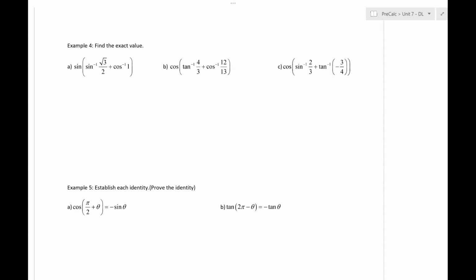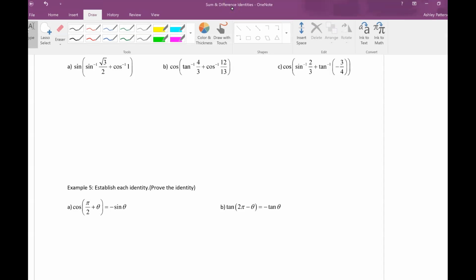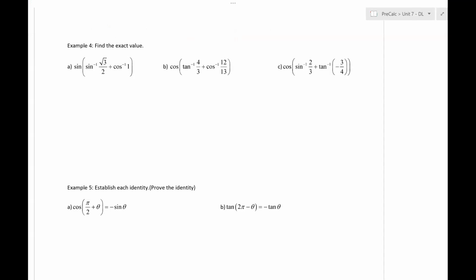Okay, we are being asked to find the exact value. Again, that means no calculators, so we're going to have to problem solve here. Looking at A, I'm not too worried because I know the inverse sine of rad 3 over 2, and I know the inverse cosine of 1. How do I know that? Because inverses are last unit and the unit circle. Okay, so let's just fill that in.